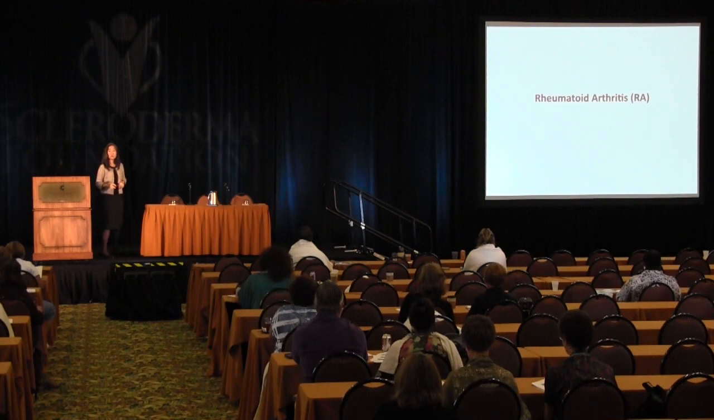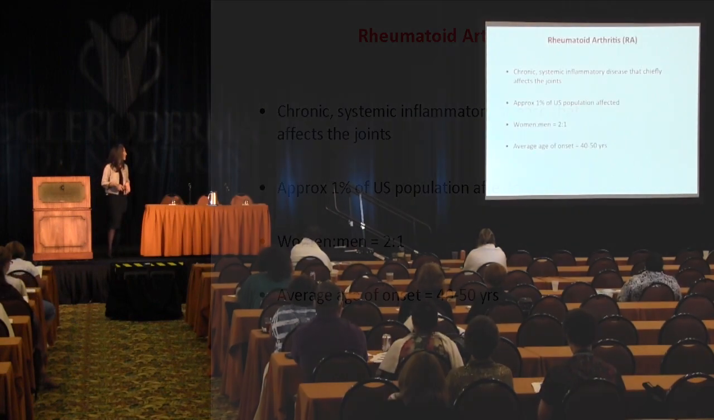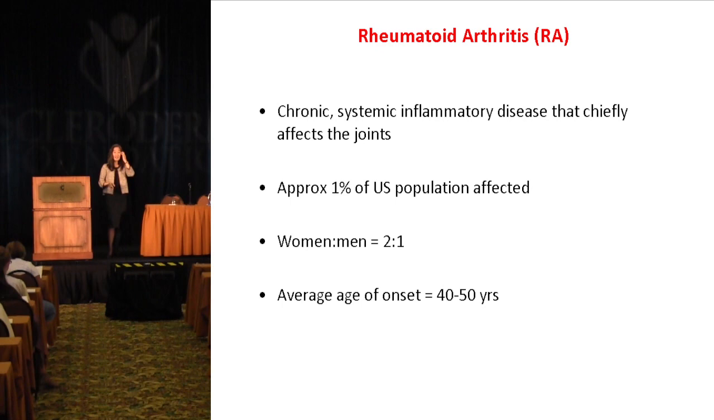Okay, let's move to rheumatoid arthritis. This is a chronic systemic inflammatory disease that chiefly affects the joints and is common, affecting 1% of the US population. The ratio of women to men is about 2 to 1, and the average age of onset is about 40 to 50.